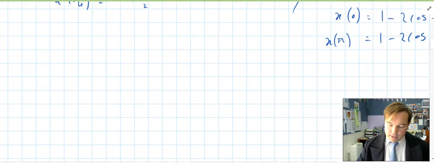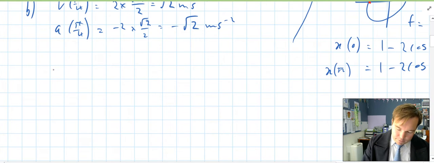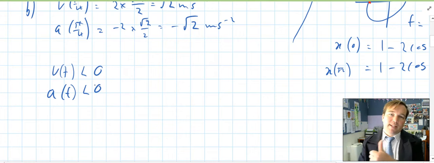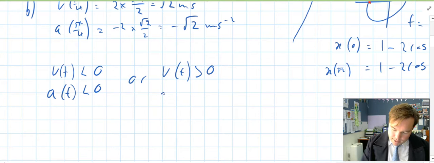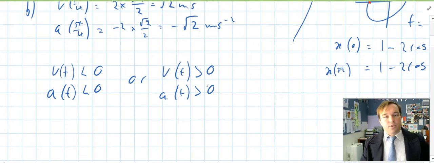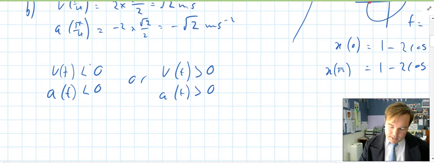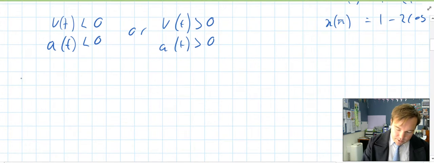So we will be increasing in speed if our velocity, v(t), is less than 0, and a(t) is also less than 0, then we're accelerating and increasing our speed towards the left. Or, if v(t) is positive and a(t) is positive, then we are increasing our speed and accelerating towards the right. So we are looking for times when these conditions are met, when the signs are similar. The best thing to do is draw a sign diagram of each.